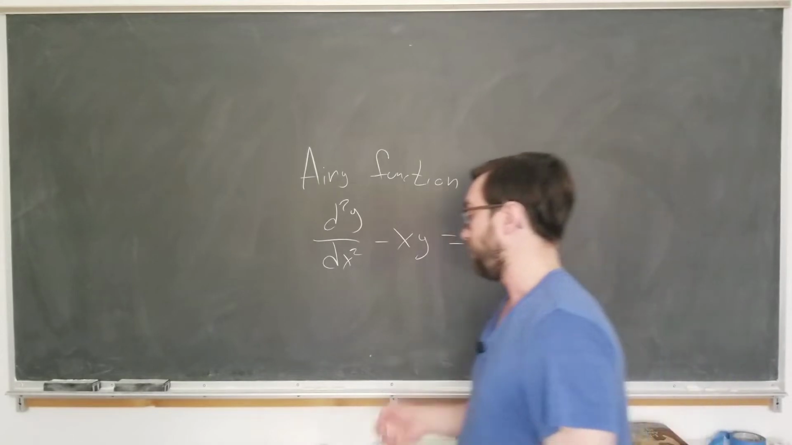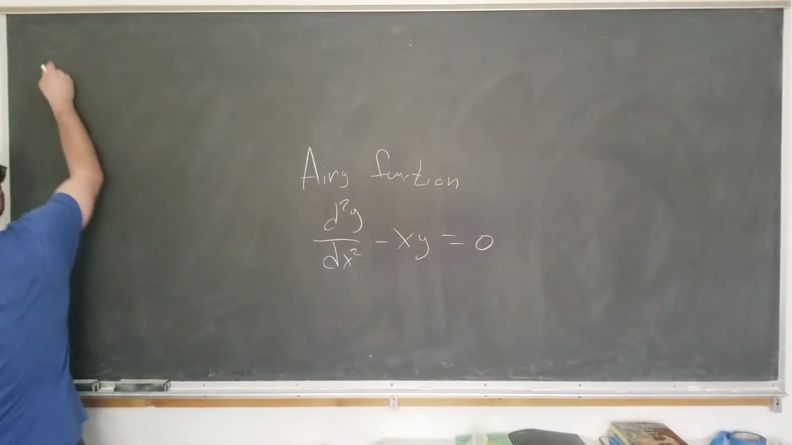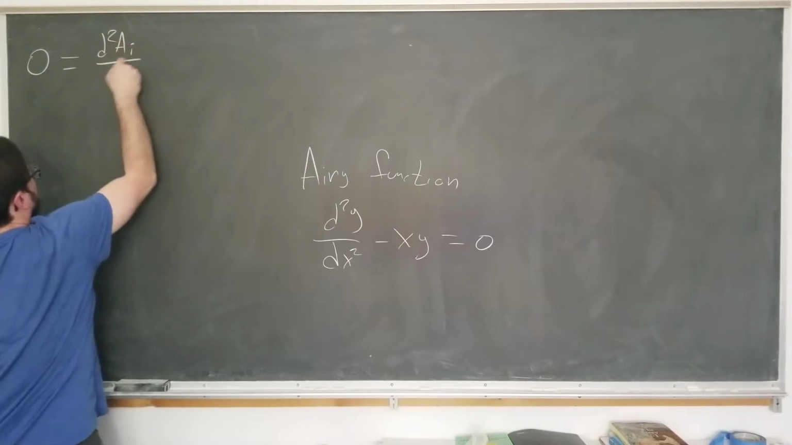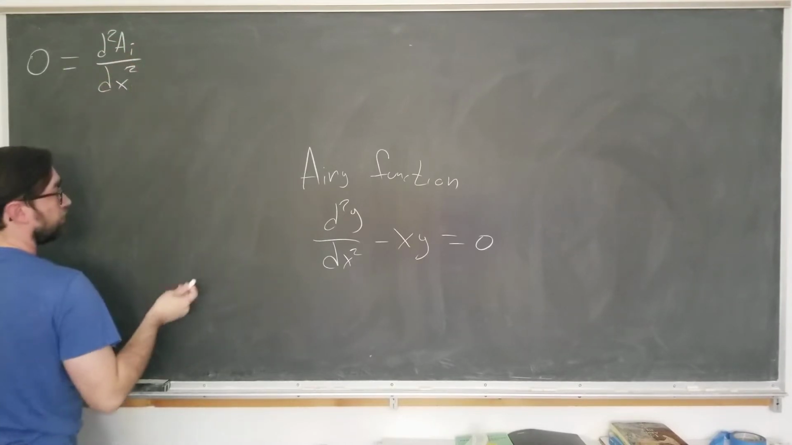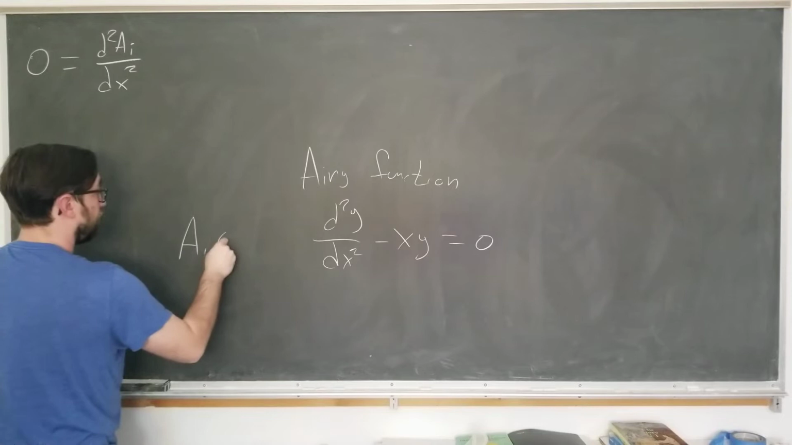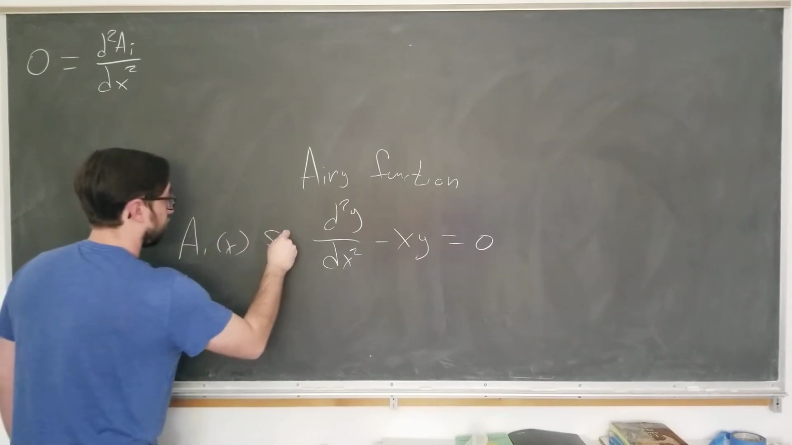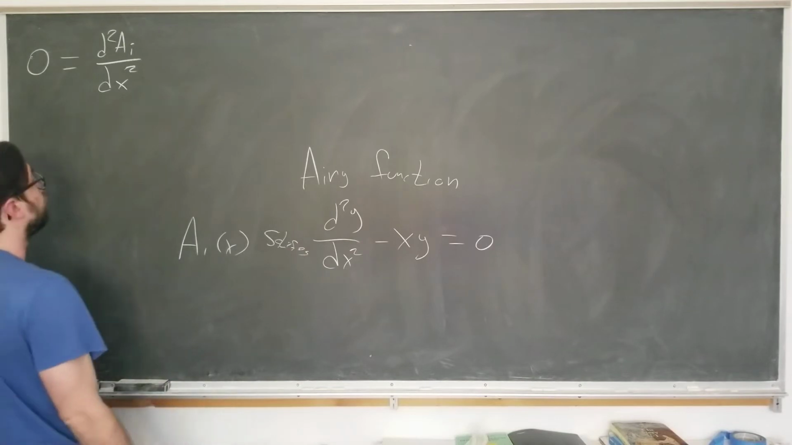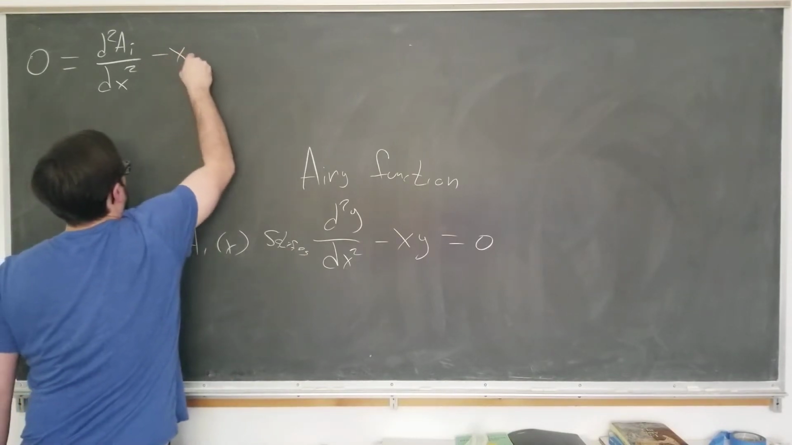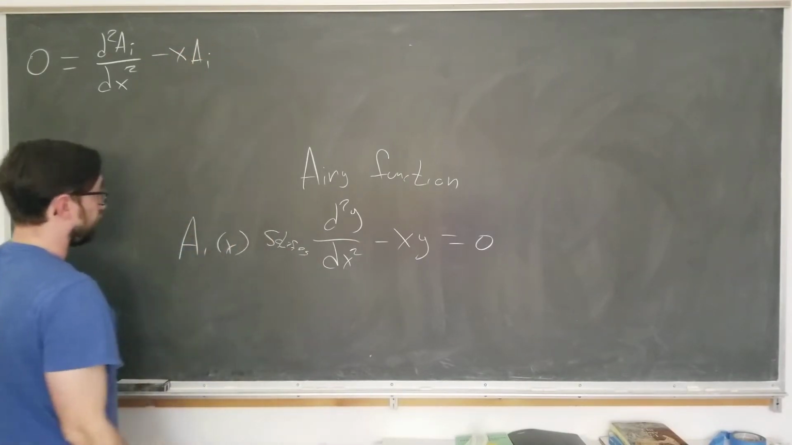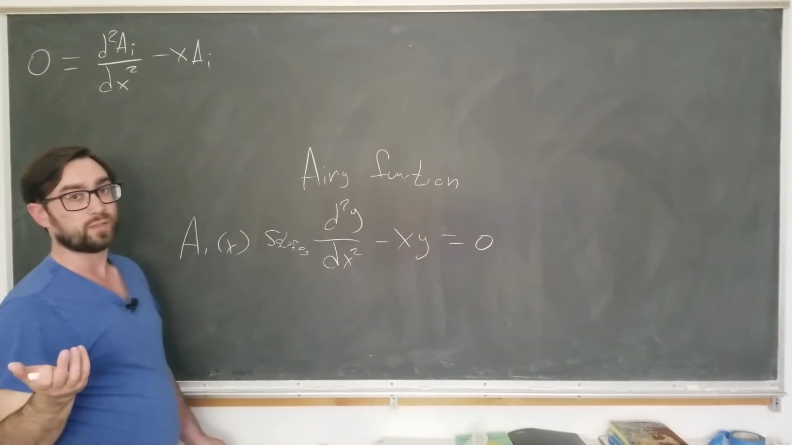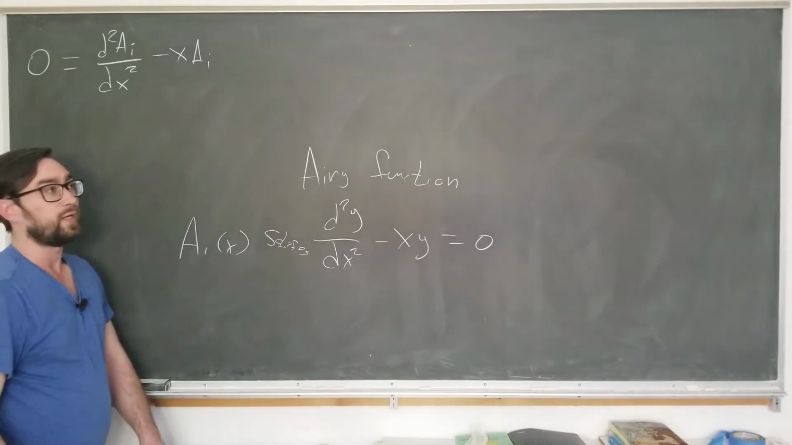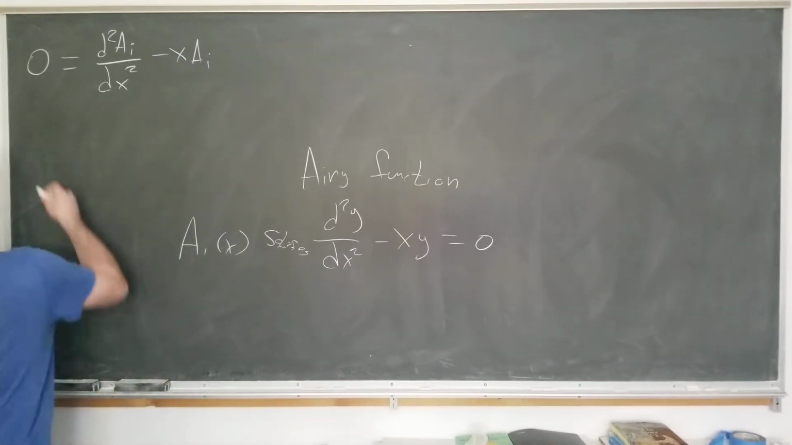So let's go ahead. Start by writing 0 equal to d squared Ai by dx squared minus xAi. So Ai of x satisfies this differential equation here. And now to solve this in the Fourier transform space, formally we would transform both sides and use the properties of the Fourier transform.